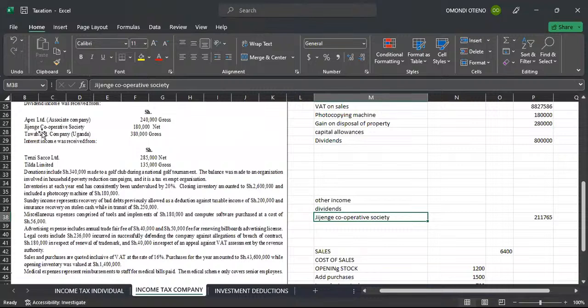If we move to the second one, Jijenge Cooperative Society, any other income that is not from a SACCO will be subjected to both 15% and also this tax. So that's why we come and add it back here at the original value. That original value, we are adding it here because we deducted the entire amount.